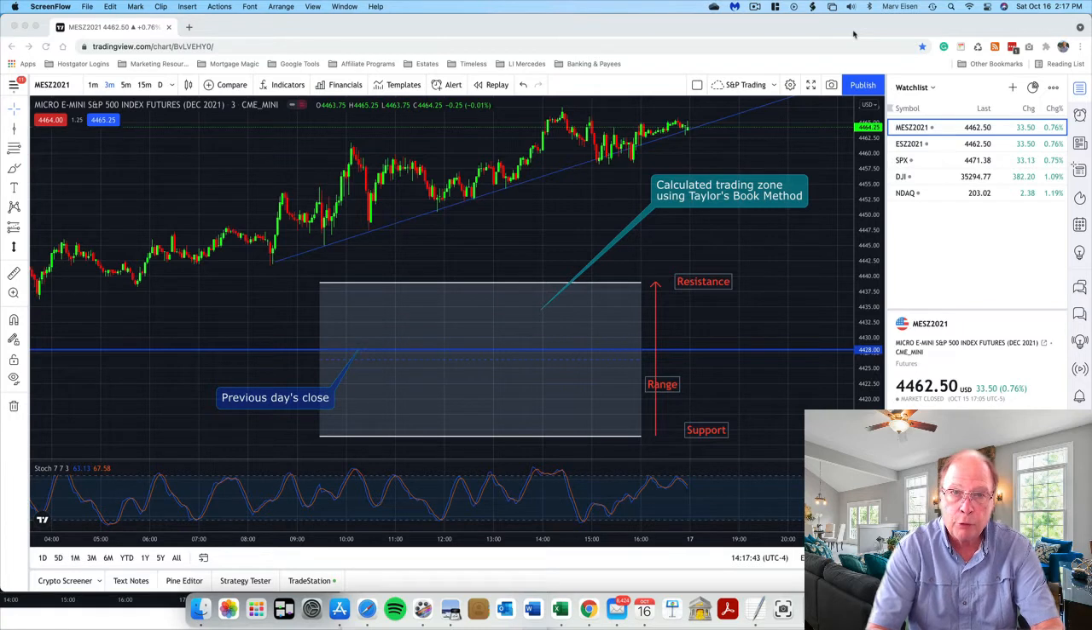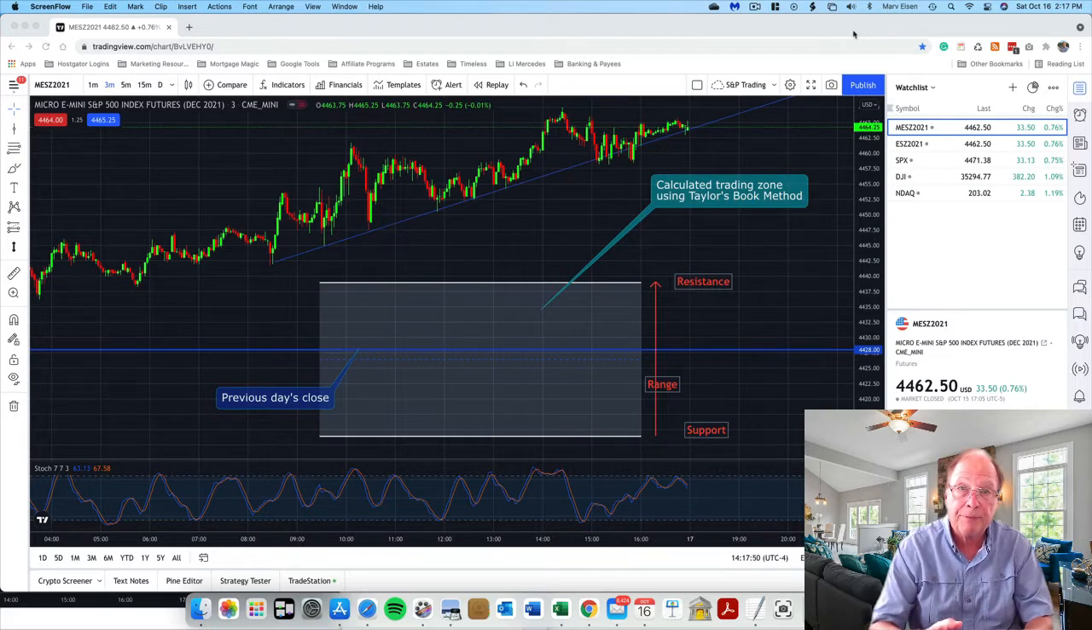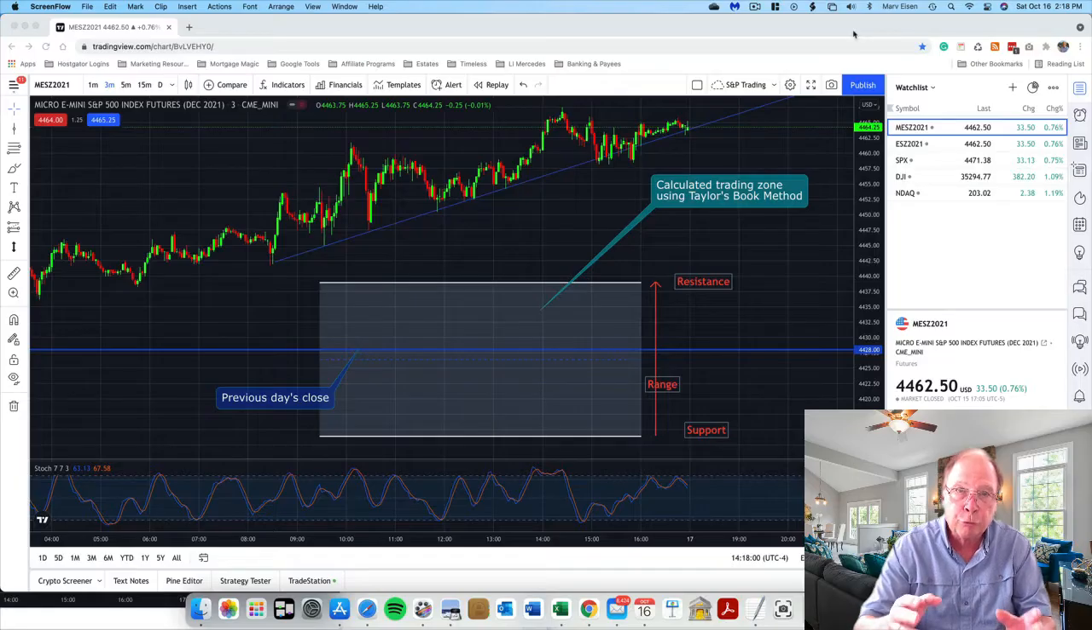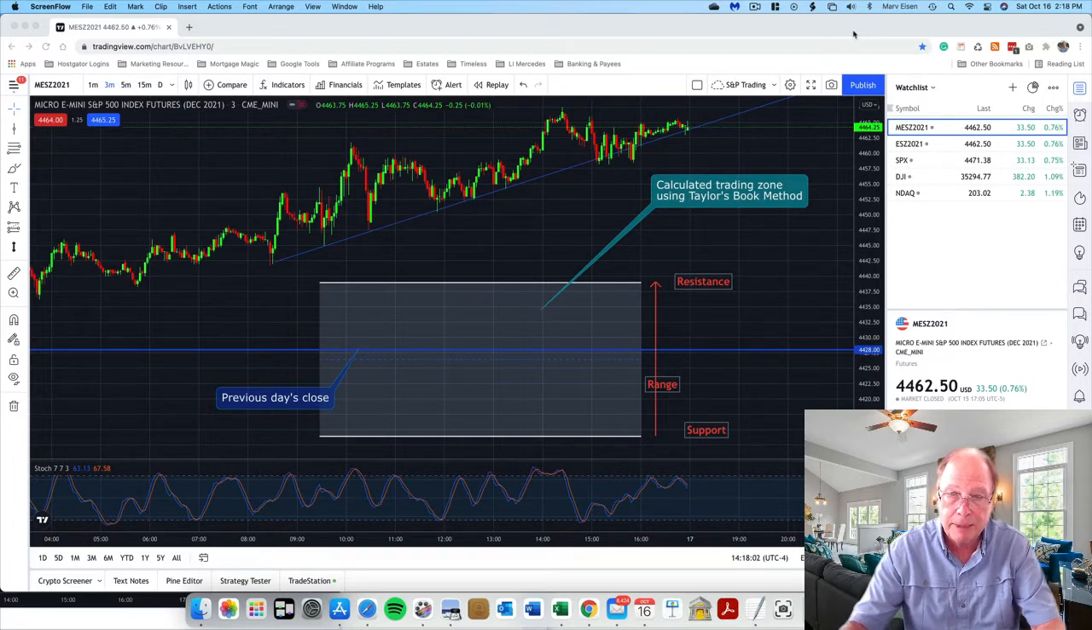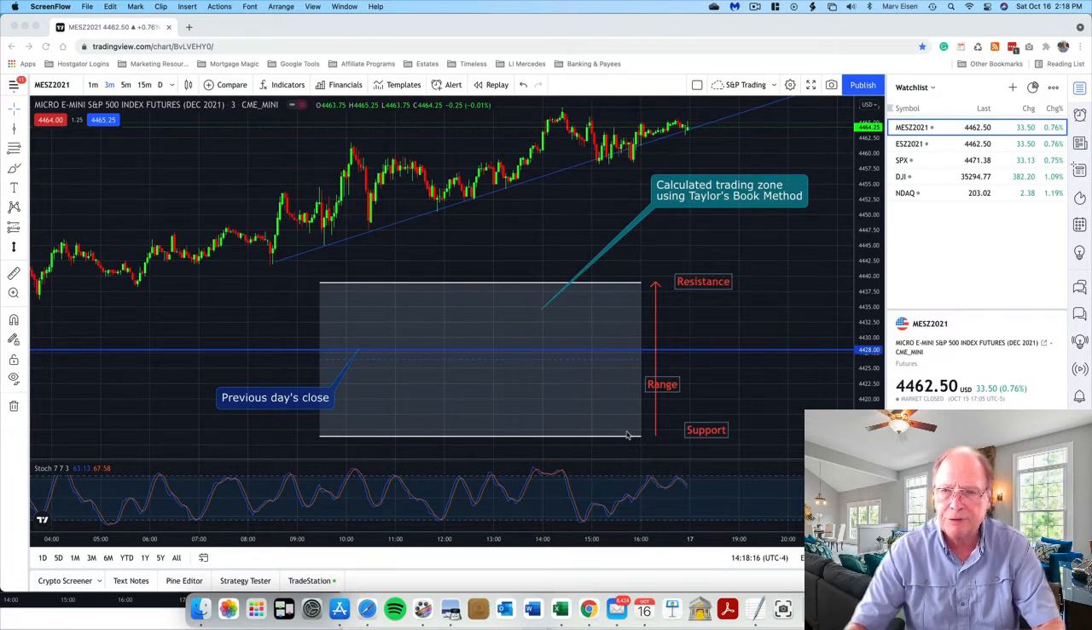In today's video, I want to point out some information that I provide my students each day so that they can prepare their charts for the following day's trading. You're looking at a 3-minute chart of the S&P Emini, and I've drawn a rectangle on this together with a blue horizontal line. The rectangle represents numbers calculated via the Taylor book method support and resistance.